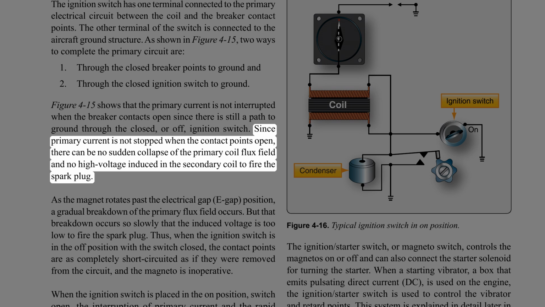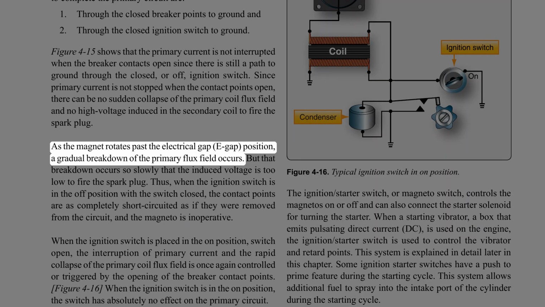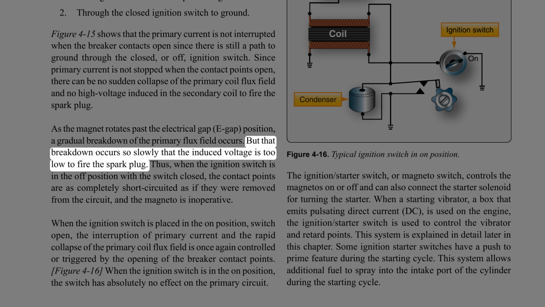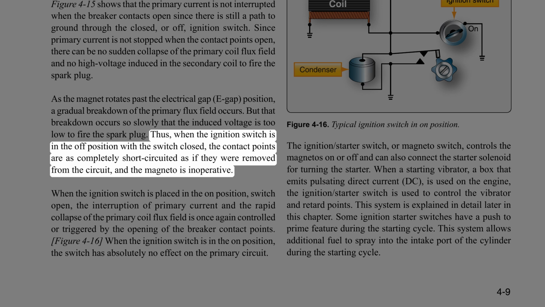Since primary current is not stopped when the contact points open, there can be no sudden collapse of the primary coil flux field and no high voltage induced in the secondary coil to fire the spark plug. As the magnet rotates past the electrical gap, or E-gap, position, a gradual breakdown of the primary flux field occurs. But that breakdown occurs so slowly that the induced voltage is too low to fire the spark plug. Thus, when the ignition switch is in the off position with the switch closed, the contact points are as completely short-circuited as if they were removed from the circuit, and the magneto is inoperative.